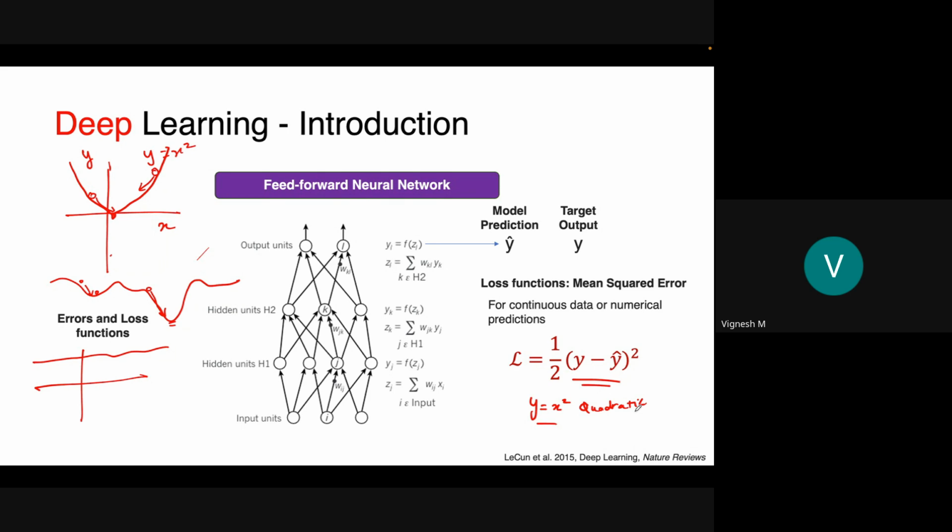Local and global is same, you mean? Yeah, in quadratic. In quadratic, yeah. But in n-dimensional spaces, the landscape becomes a bit complex. In the 2D case, it's very simple to visualize, right?